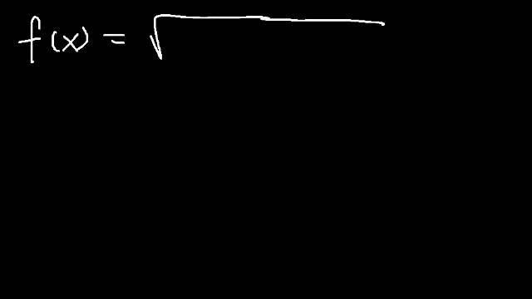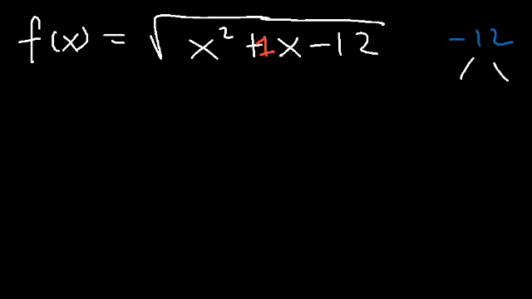What would you do if you get a problem that looks like this? What is the domain for this particular function? So if you have a quadratic expression inside a radical, you need to factor. What two numbers multiply to -12 but add to the middle coefficient of 1? This is going to be +4 and -3.